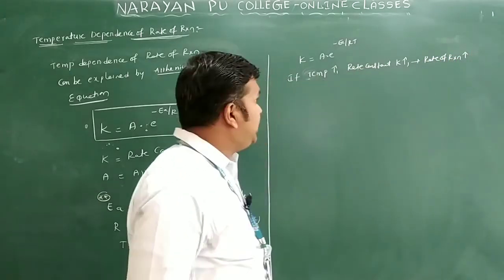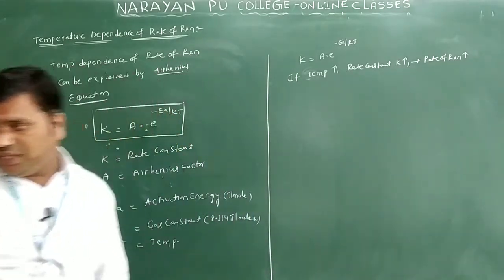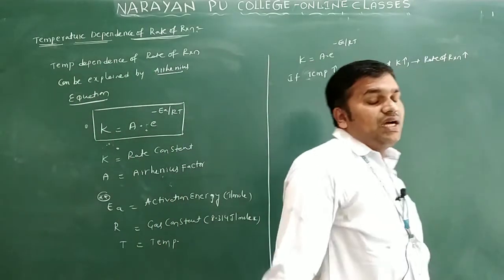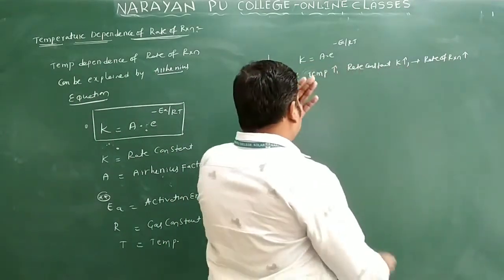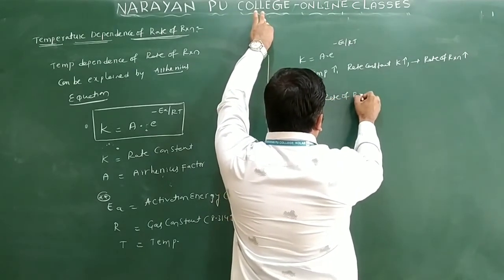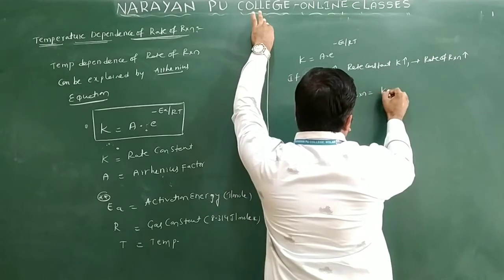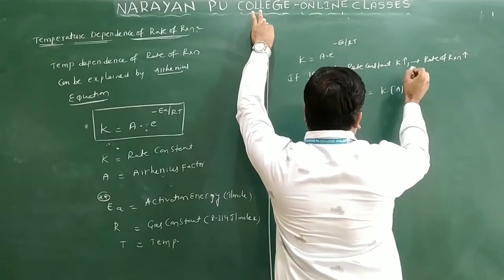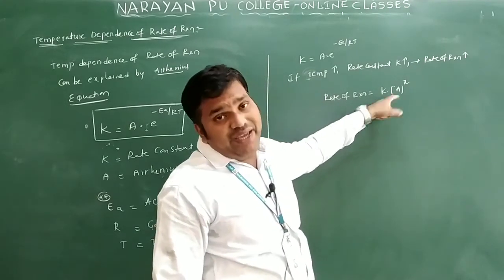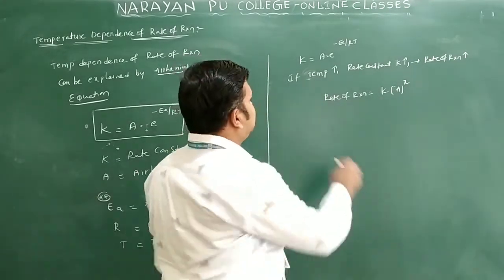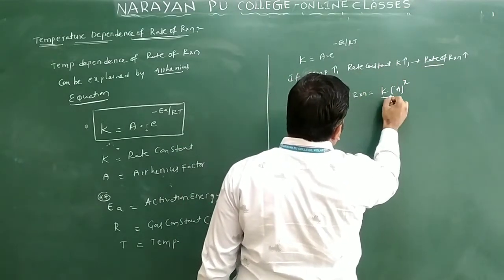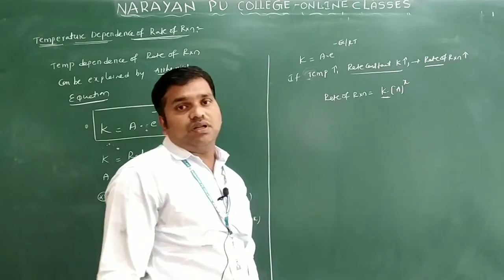If temperature increases, the rate constant increases, and thereby the rate of reaction increases. You know the rate expression: rate of reaction is equal to K into the concentration of A raised to the power x. If the rate of reaction increases, then K increases. As temperature increases, the rate of reaction increases, and the rate constant also increases.